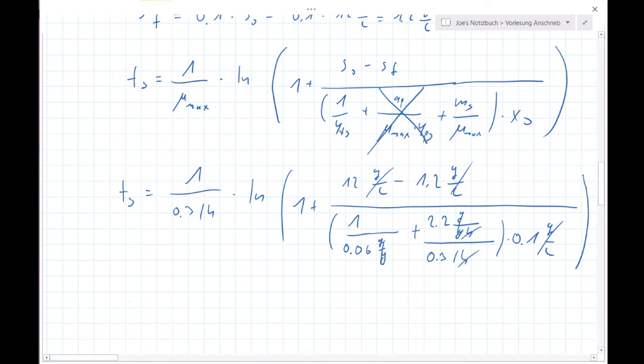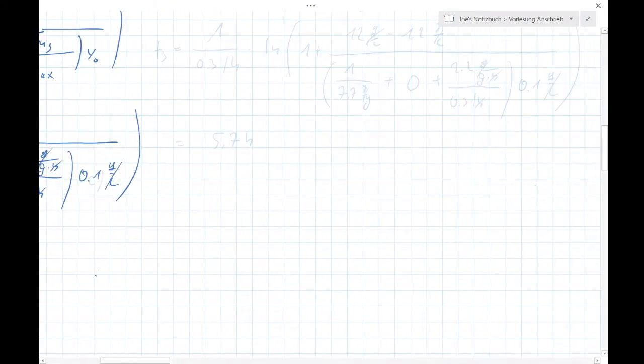And if you put everything in your pocket calculator, we end up with a TB of 5.7 hours. And the unit is correct. No units in the ln left. And we just have this divided by hour. So in other words, the batch culture time to achieve 90% conversion is 5.7 hours.